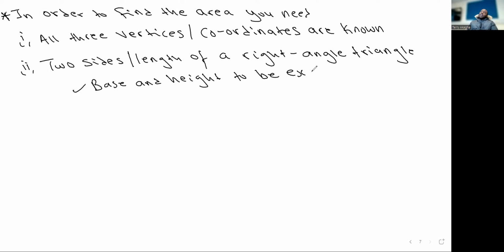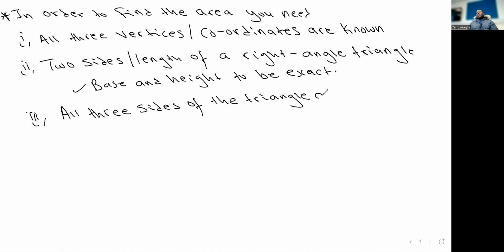So to be exact, the two sides that you need to find the area of a right angle triangle are the base and height, okay? The next thing, or all the three sides are known, okay? All three sides of the triangle. So all three sides of the triangle are known. So if you don't know all three sides, you can also have two sides and the angle between them.